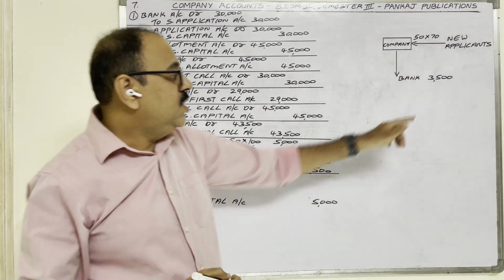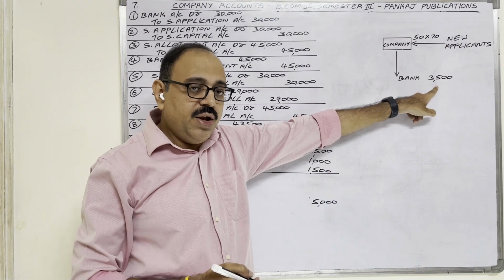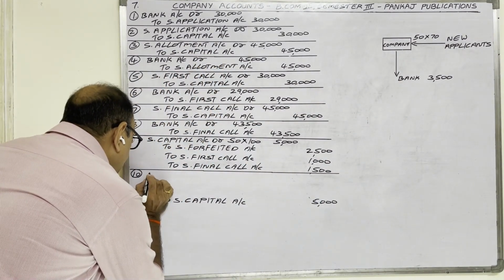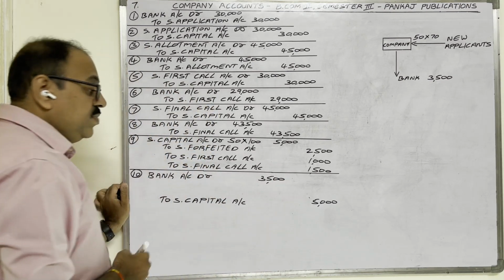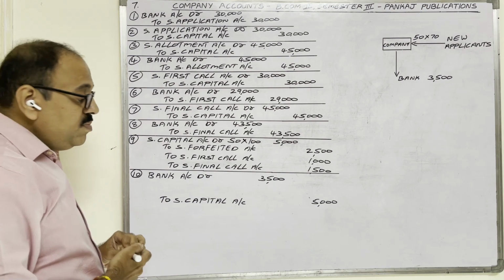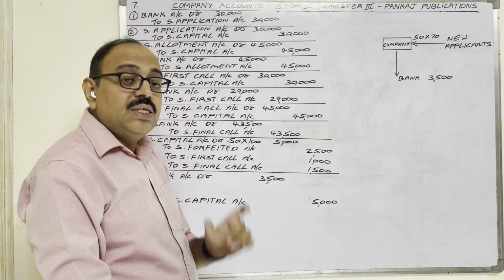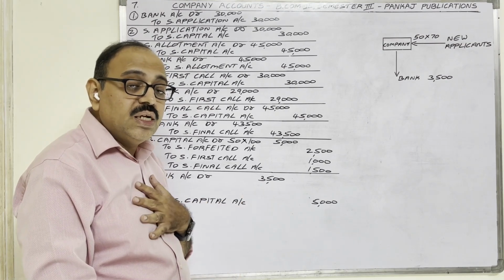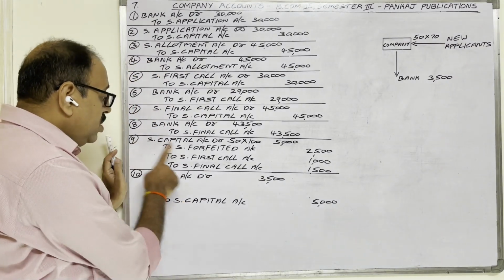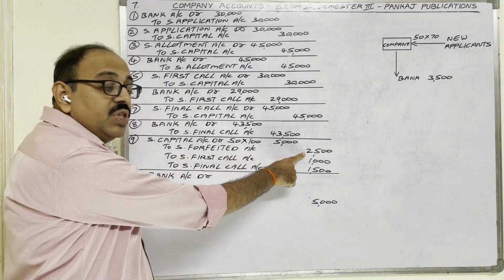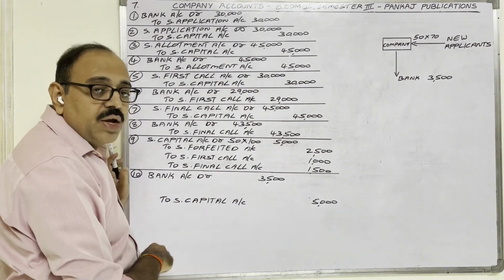From applicants 3,500 rupees coming. So bank is a receiver for 3,500. Therefore, debit bank account with 3,500. Bank account debtor 3,500. So how much amount is not going to come? 5,000 minus 3,500, 1,500 rupees. This is loss. This loss we have to adjust from the credit balance of forfeiture account. Observe the ninth entry. Share forfeited account is credited with 2,500. There is a credit balance of 2,500 in share forfeited account.